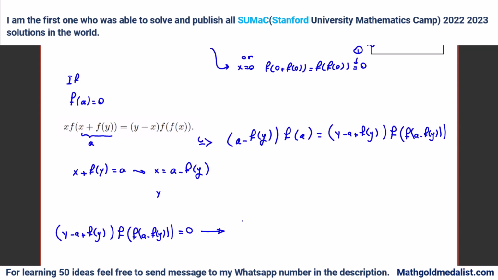Either a minus f of y equals 0 or y minus a plus f of y equals 0. No, y minus a plus f of y is 0, or what? Or a minus f of y equals 0. No, it is f of this 0. This part is 0. Yeah, but because f of 0 equals 0. Yes, but we cannot say maybe it is something that is not 0. Okay, a minus f of y equals 0. F of a minus f of y is equal to 0, right? From this case, we can conclude f of y is equal to what? A minus y.